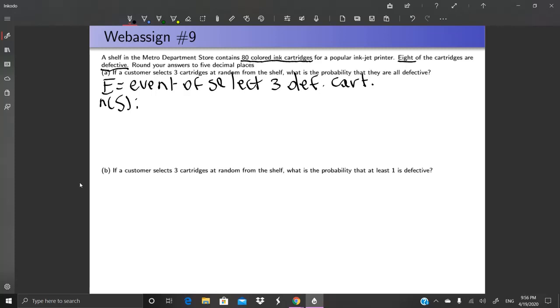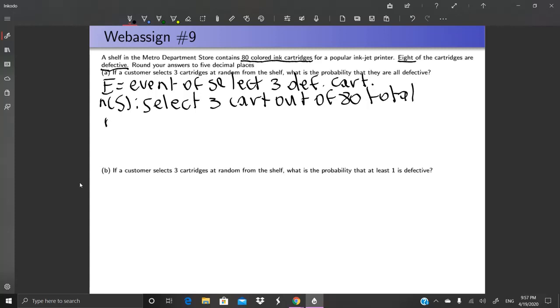For N of S, you have to ask yourself, what is this problem? Regardless of what kind of cartridges we're picking from the shelf, what is it that we're doing ultimately? Well, ultimately, we're choosing 3 things out of a total 80 things. You want to think about it that way. That's the number of total possibilities. So we're selecting 3 cartridges out of 80 total, and we want to count the number of ways that we can do that.